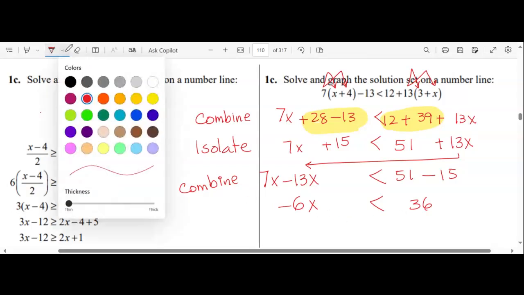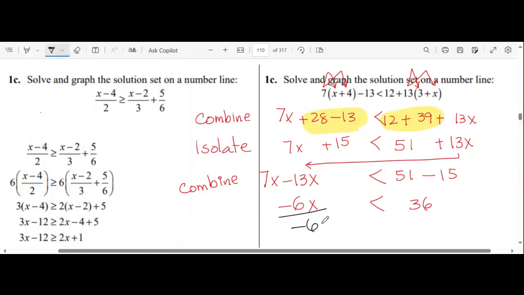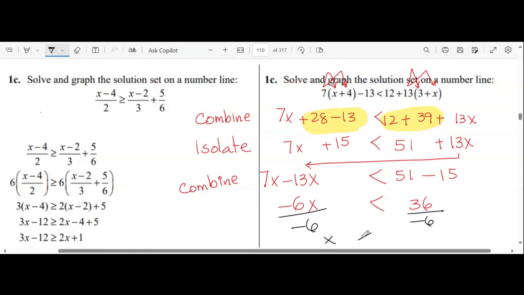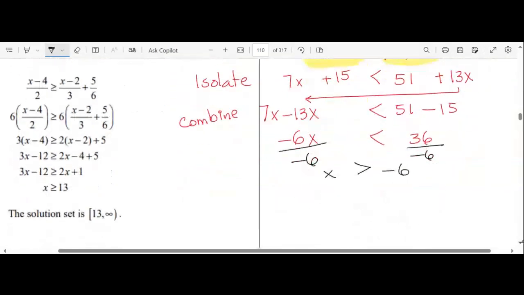Then what's the next step I should do here? Divide by minus 6. If you divide one side, you divide the other. So how much is x? Since we divided by a negative, what about this direction? The inequality flips. It becomes greater than negative 6. Is this clear?